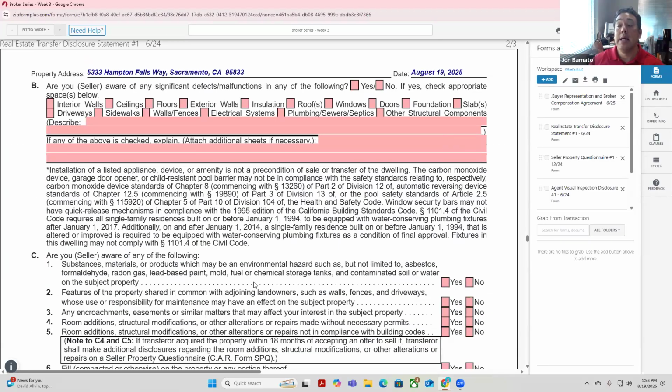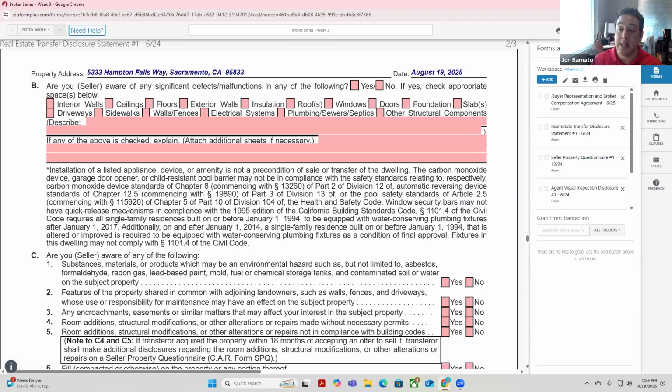Second page. Is the seller aware of any significant defects of the following? Yes or no? Interior walls, ceilings, floors, exterior walls, insulation, roofs, windows, doors, foundation, slabs, driveways, sidewalks, walls and fences, electric system, plumbing, and other structural components. This has to do with the envelope of the house, as well as the exterior of the home. So if you have any issues there, please check the box.